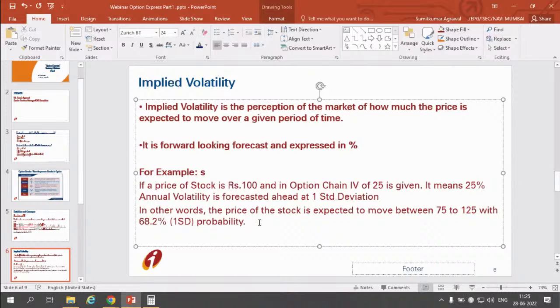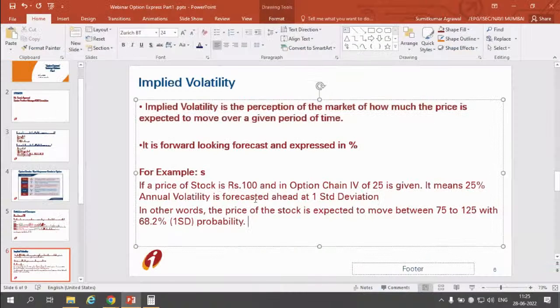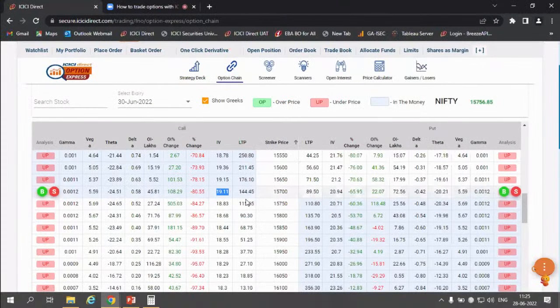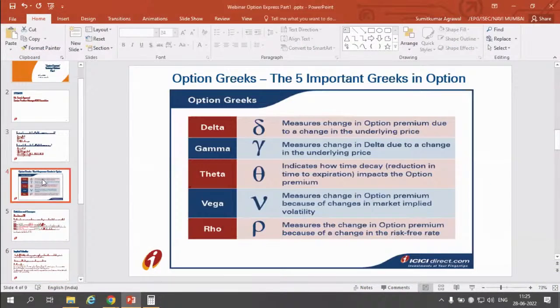These numbers are nothing but annual volatility. Option traders tend to convert this annual volatility into daily volatility, and then based on that they calculate how much movement is expected for that particular strike price and so on and so forth. I went into implied volatility because implied volatility and Vega go hand in hand.